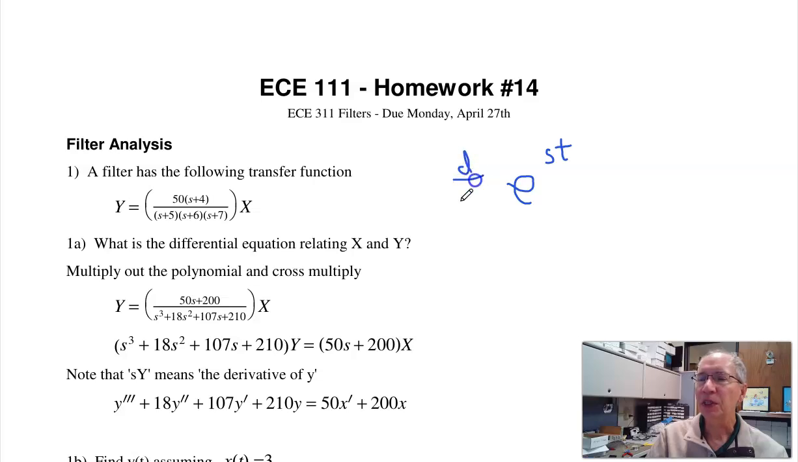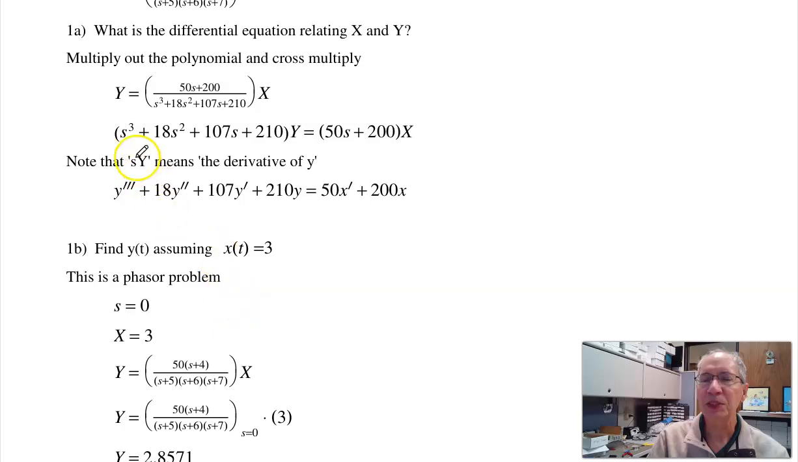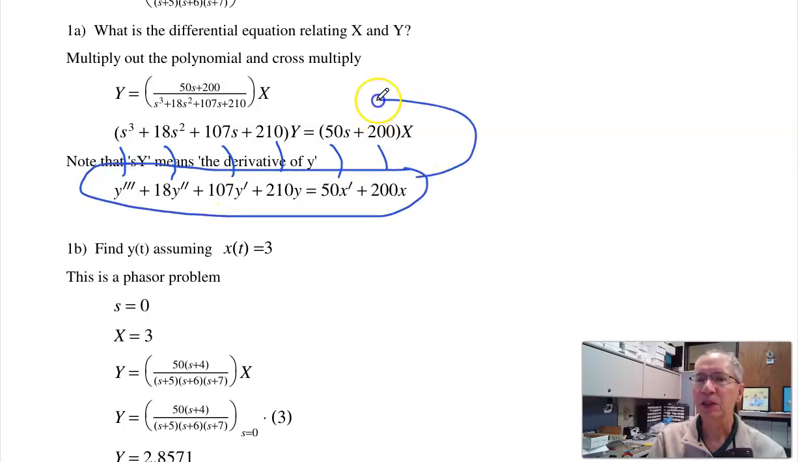The reason you do that is when I take the derivative of e to the st, I get s e to the st, something that you'll cover when you take calculus. So s is an operator, s means derivative. So this transfer function represents a differential equation. To see what that is, just multiply out the polynomial, cross multiply, and then note that s means derivative, so s cubed is the third derivative of y, s squared is the second derivative, then the first derivative of y, the derivative of x and x. So this is the differential equation that corresponds to that transfer function.